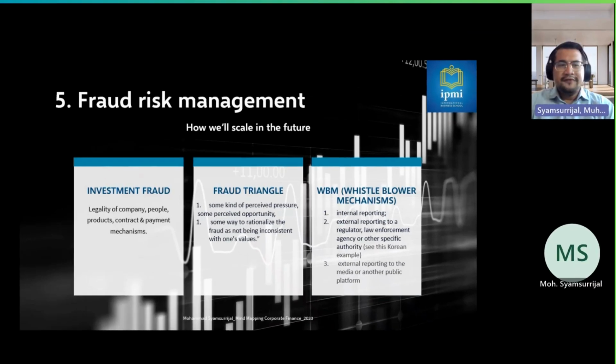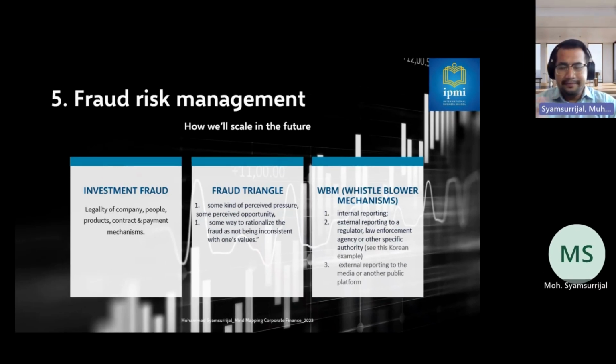Fifth is about fraud risk management. Fraud risk management consists of investment fraud, the fraud triangle, and the whistleblower mechanism. Fraud risk management is the process of identifying, understanding, and responding to fraud risk in an organization. It involves creating a program to detect, stop, or prevent both internal and external fraud for an organization.